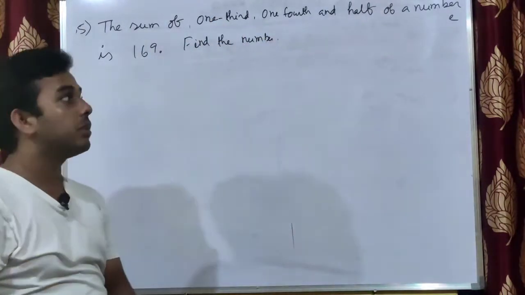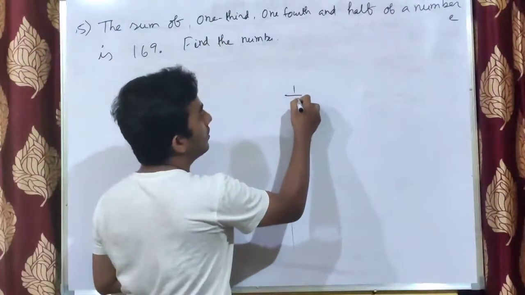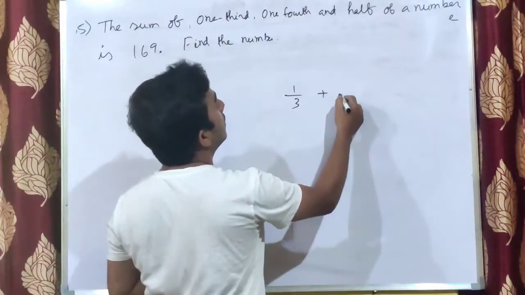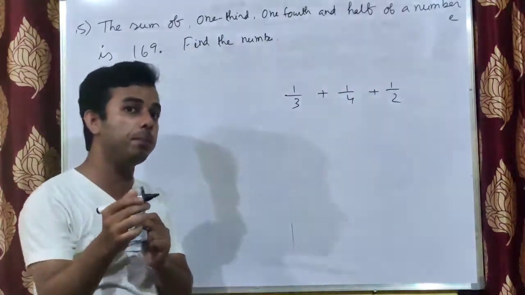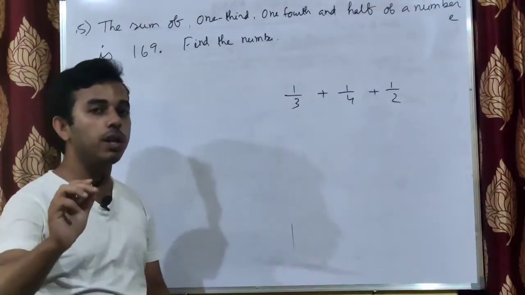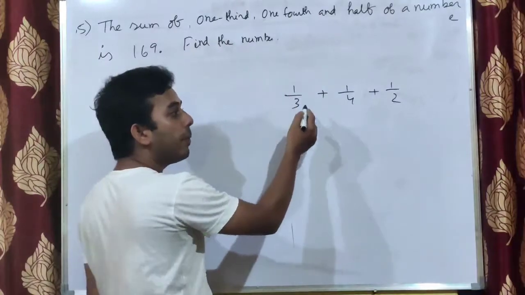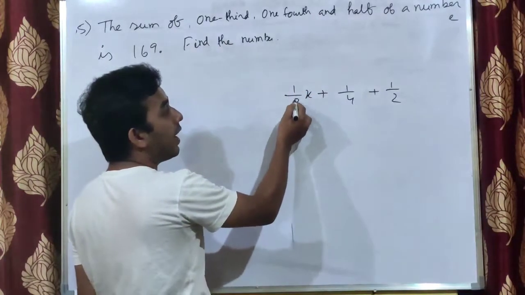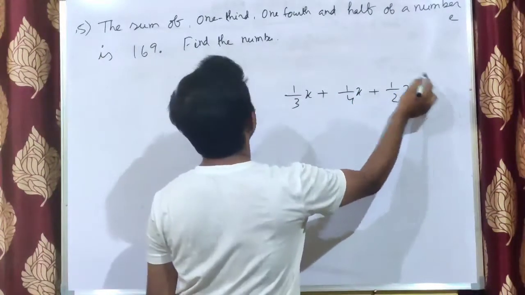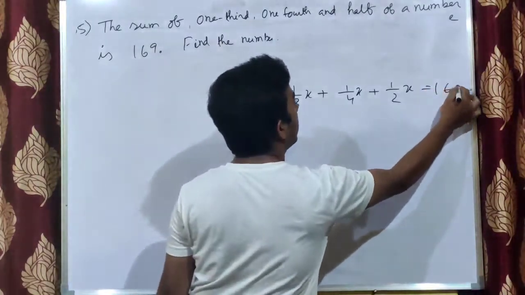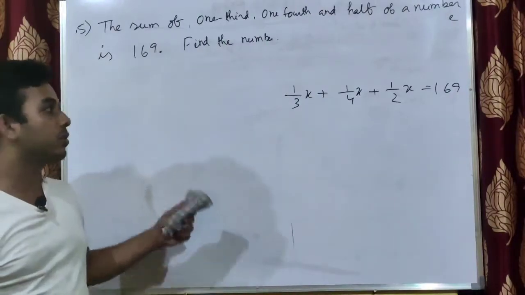So here what is given in the question? Here the sum of 1/3 means 1 by 3. Sum means plus. 1 by 3 plus 1 by 4 plus half means 1 by 2 of a number. Of means multiplied. Do we know the number? We don't know. So let us assume, of means multiply, and assume the number be x. So 1/3 of x plus 1/4 of x plus 1/2 of x, the result is 169. So our equation will be like this, right? So let us solve.